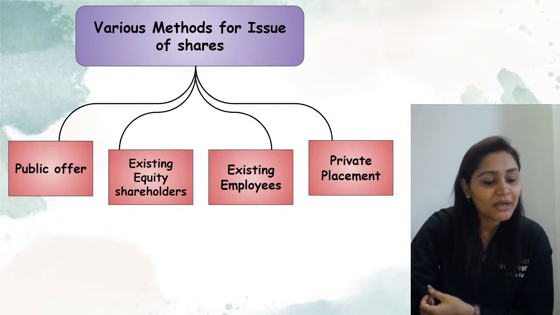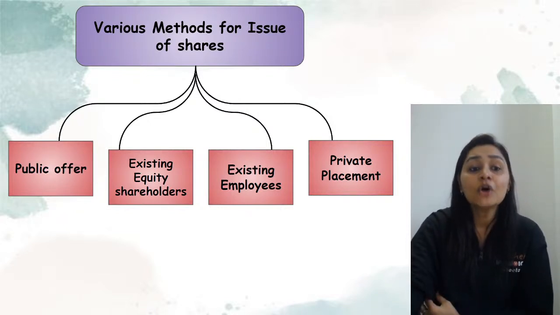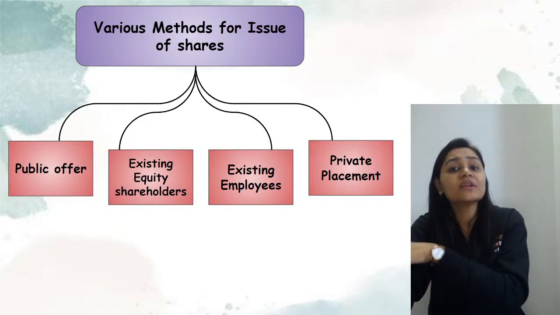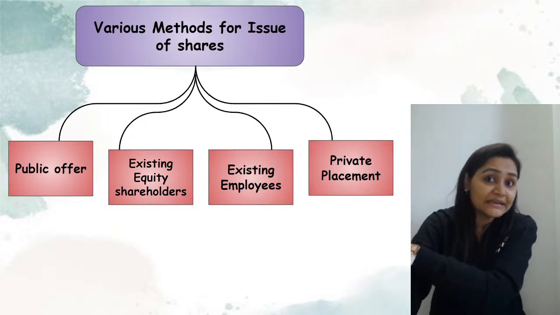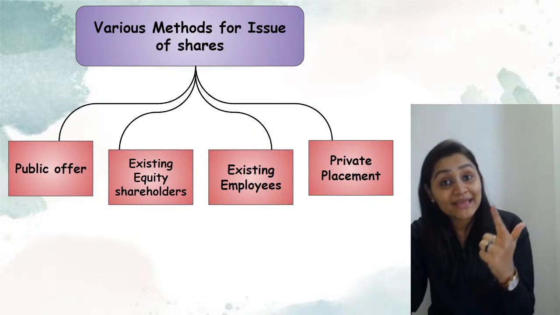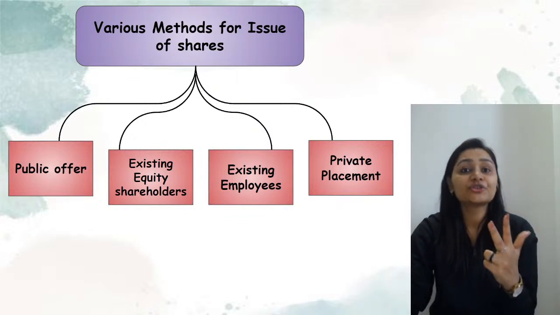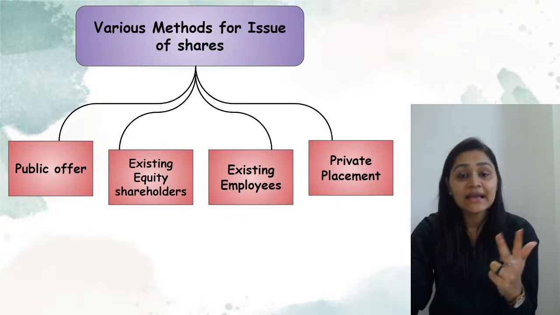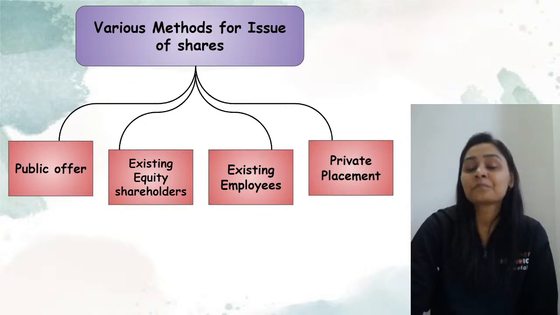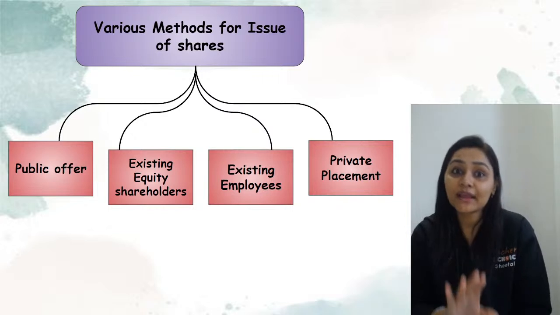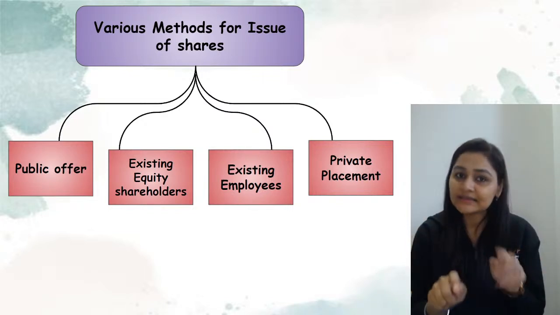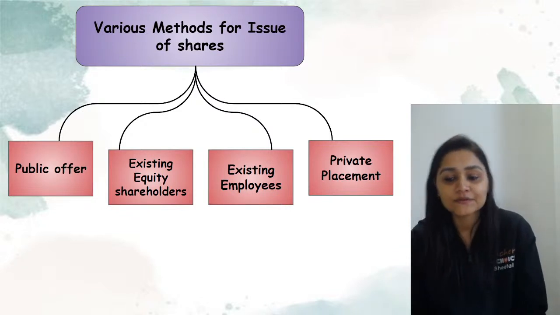So come on, quickly tell me, how many methods do we have for having issue of shares? 1 या 2 या 3 या 4? What I completely see here is there are 4 ways. Public offer, issuing to the existing equity shareholders, issuing it to the existing employees, and last but not the least, the private placement. Of course, हर एक को हम carefully इस session में पढ़ने वाले हैं. But as of now, understand that these are the 4 methods.